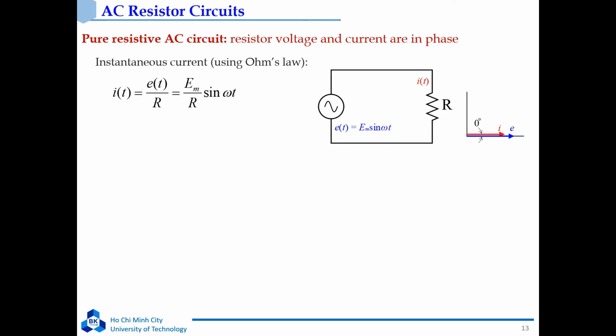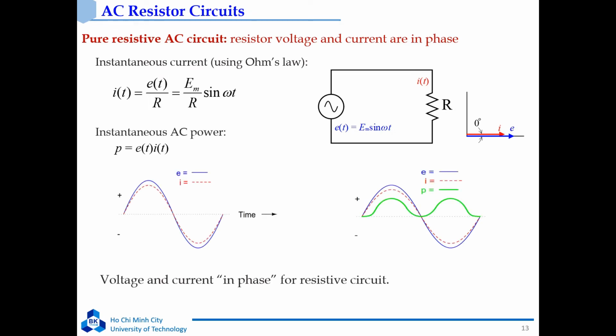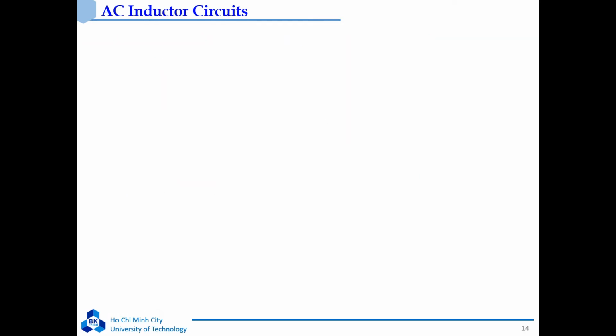I equals E divided by R sine omega t. For AC resistor circuits, the voltage and the current are in phase, and the power is always positive. It means the resistor absorbs energy from the source and releases heat energy into the environment. Next, we will consider the AC inductor circuits.